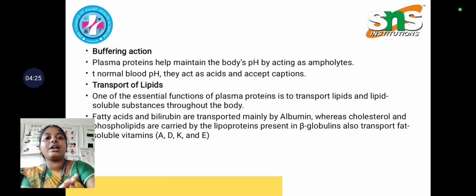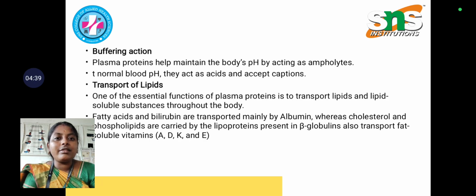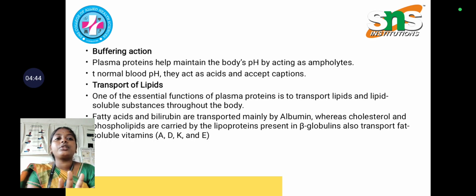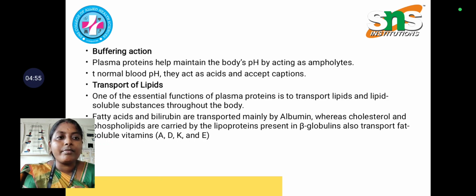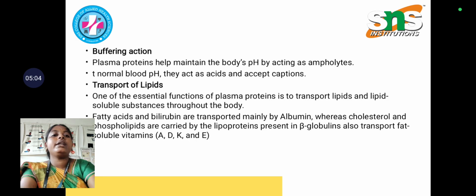So coming to the buffering actions, plasma proteins maintain the body's pH level by acting as ampholytes, and at normal blood pH they act as acids and attract cations. They also mainly are involved in the transfer of lipids. One of the essential functions of plasma protein is to transport lipids and lipid soluble substances throughout the body, that is HDL, high density lipoprotein, and low density lipoprotein, and fatty acids, whereas cholesterol and phospholipids, present in the beta globulins, are transported along with fat soluble vitamins, mainly A, D, E and K.